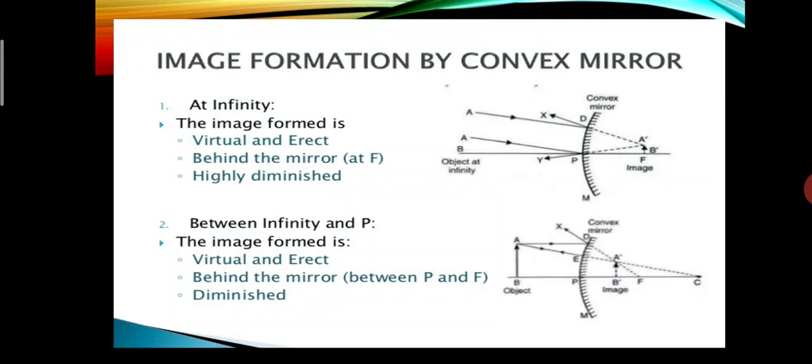Second, when the position of the object is between infinity and pole, the image formed is virtual and erect. Position of the image is behind the mirror, that is between pole and the focus. Size of the image is diminished.